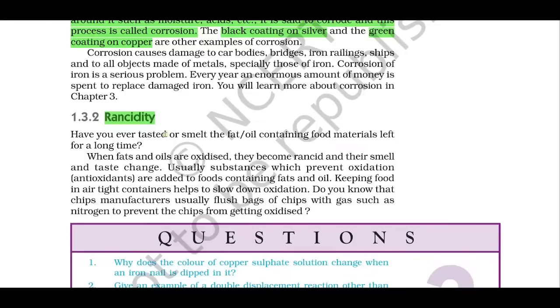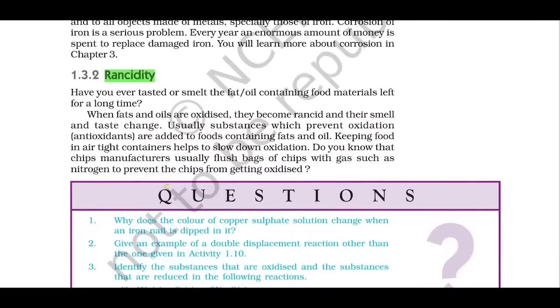See, what is rancidity? When oil containing food, or food containing oil, is exposed to air or kept for a long time, what happens? It gets oxidized. The food gets spoiled and gives a bad smell. This process is called what? Rancidity. How can you prevent rancidity? You can prevent rancidity by using antioxidants, or in case of chips manufacturers, usually they flush chips with a gas such as nitrogen to prevent the rancidity. What is rancidity? It is nothing but an oxidation reaction.